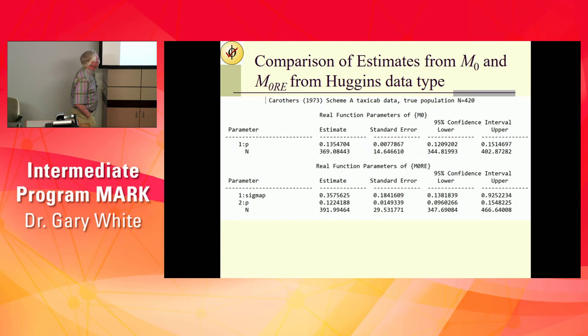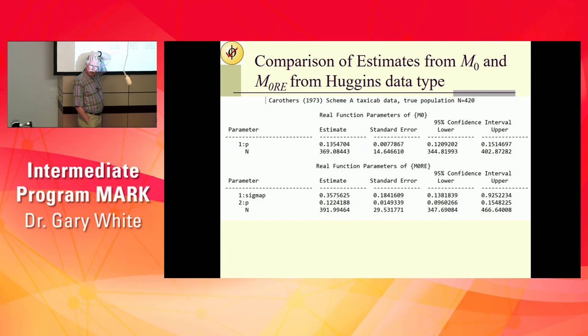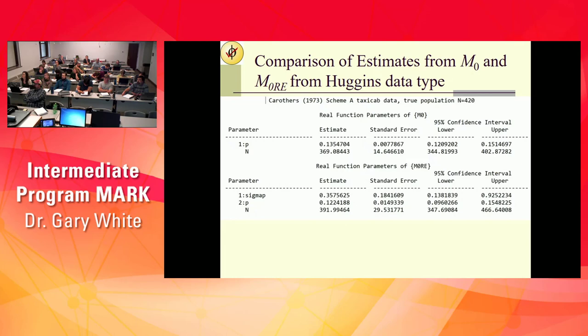Why did it do what it did? Well, we got a mean estimate of 0.13, which is too high. I mean, the true capture probability out there had to be a lot lower than that. It ends up with that estimate of 370. And these confidence intervals, by the way, are computed with the correct C formula, the log normal formula.